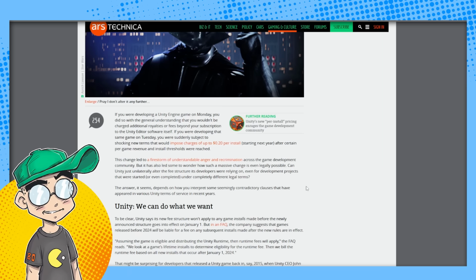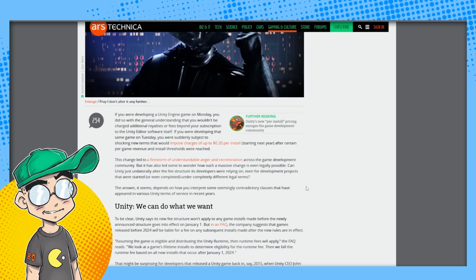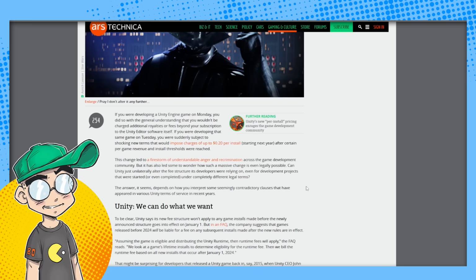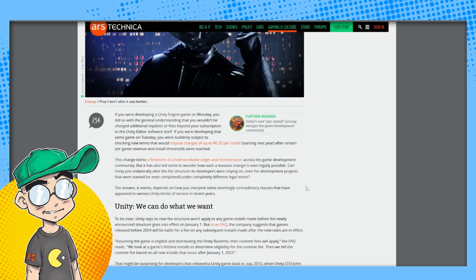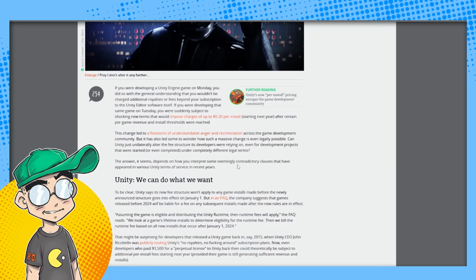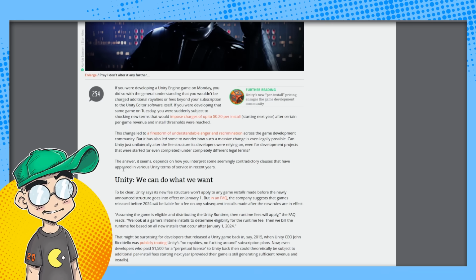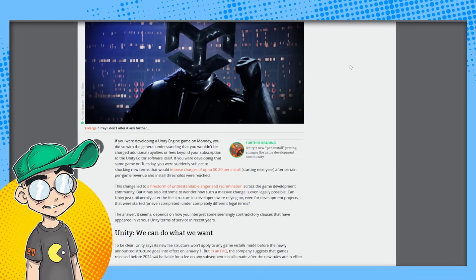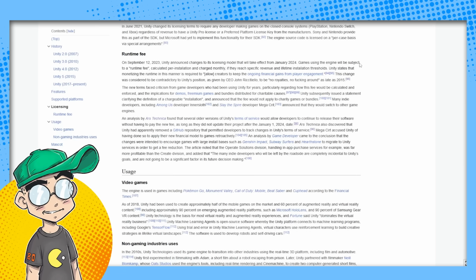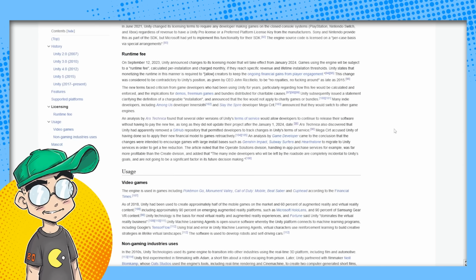This change led to a firestorm of understandable anger and recrimination across the game development community, but it has also led some to wonder how such a massive change is even legally possible. Can Unity just unilaterally alter the fee structure its developers were relying on, even for development projects that were started or completed under completely different legal terms? So yeah, the answer depends on how you interpret it, and it seems to be yes. They have had to issue some kind of clarification, which we're going to get to. But here's basically what's going on.